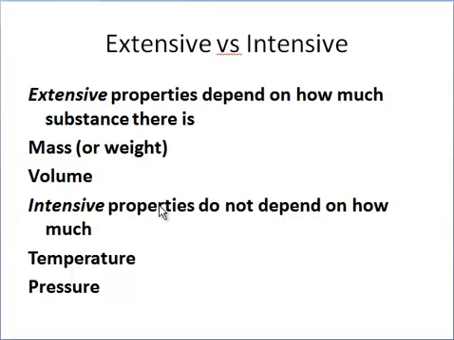Intensive properties, in contrast, do not depend on how much there is. Typically cited examples of intensive properties are temperature. Any amount of water can be hot, for example. A drop can be 80 degrees, or a gallon of water can be 80 degrees. And another intensive property is pressure. Other properties such as color are intensive properties, for example. They do not depend on how much there is.